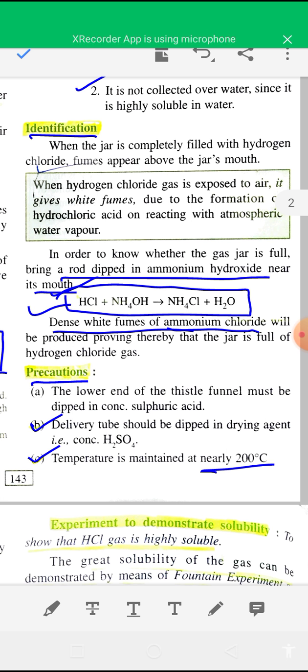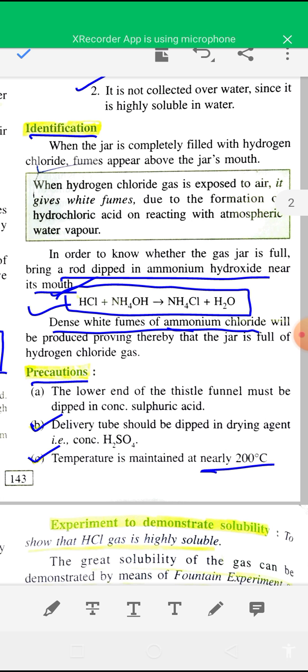An observation you have to remember. Observation: in this experiment, hydrogen chloride turns blue litmus solution to red. That means hydrogen chloride is an acidic gas, and it is highly soluble in water. So using the fountain experiment you can prove the acidic nature of hydrogen chloride, and that it is highly soluble in water. So this conclusion you can make using this fountain experiment.